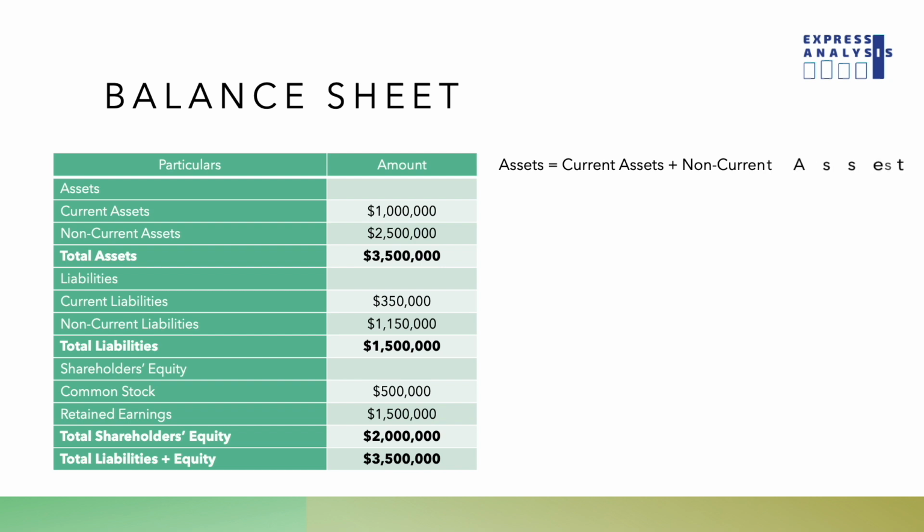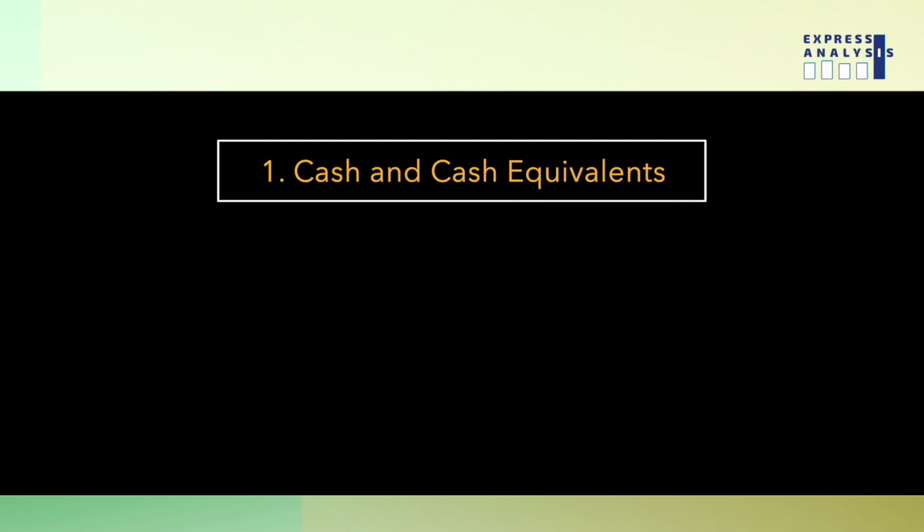Assets are typically classified into two main categories: current assets and non-current, long-term assets. Current assets are assets that are expected to be converted into cash or used within 1 year. Key examples include cash and cash equivalents, cash on hand or in the bank, and highly liquid investments that can easily be converted into cash.